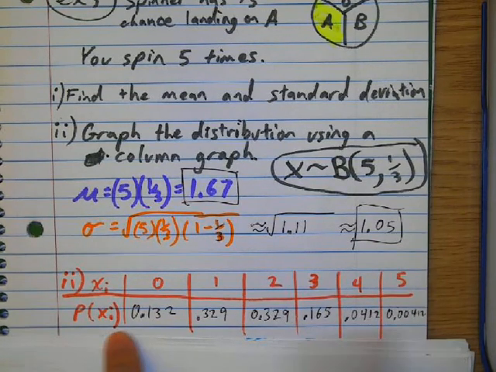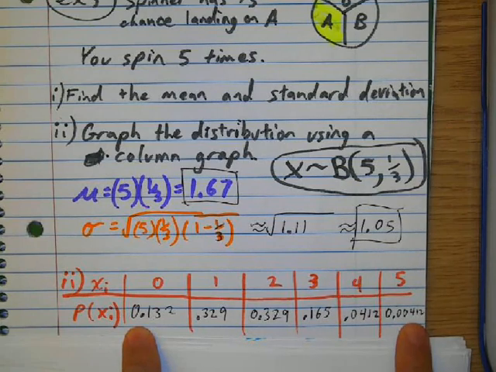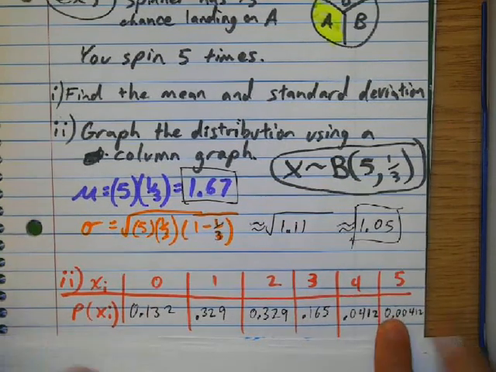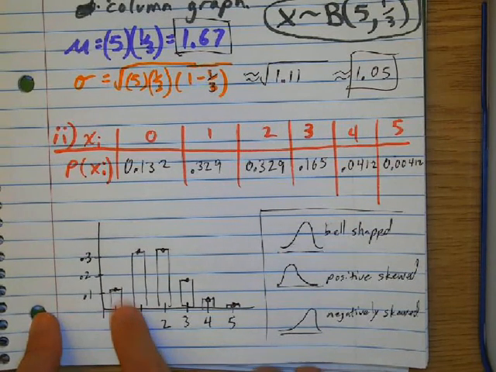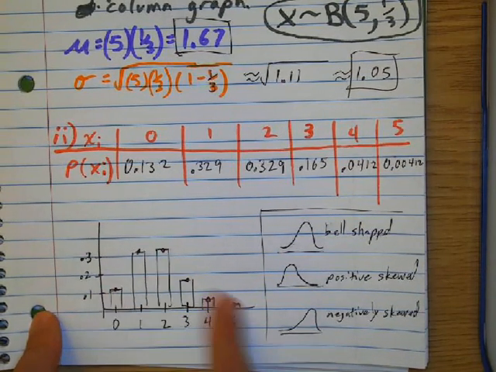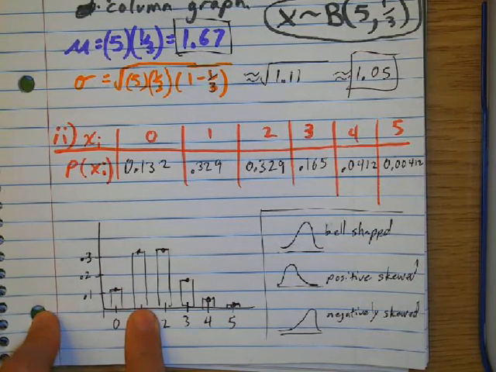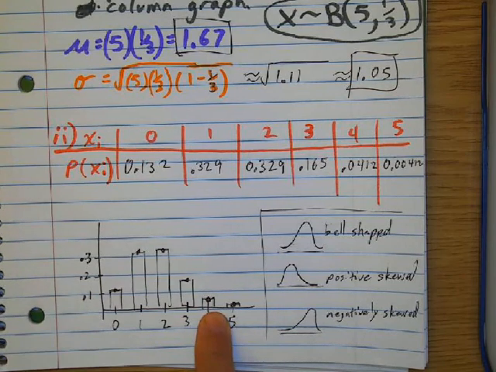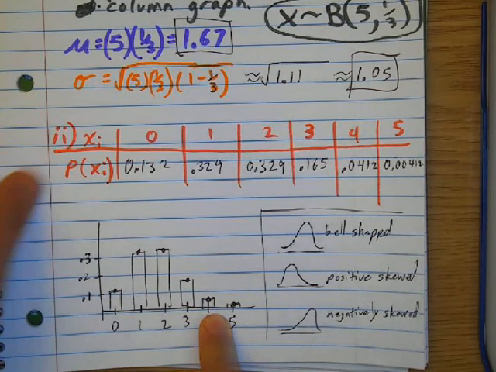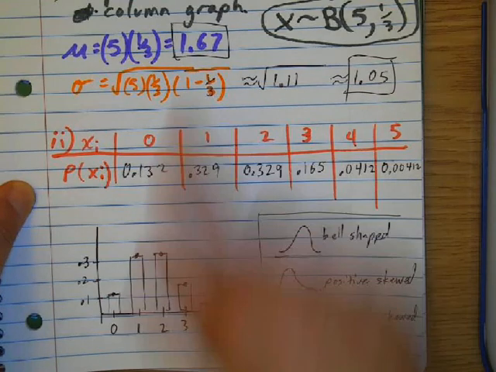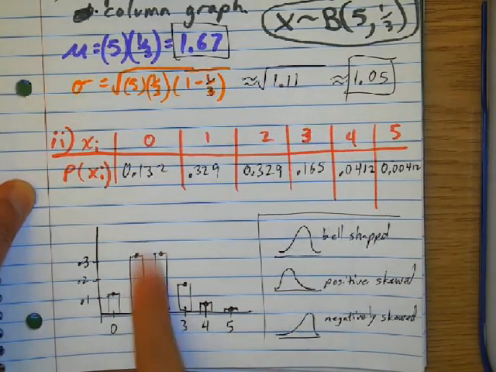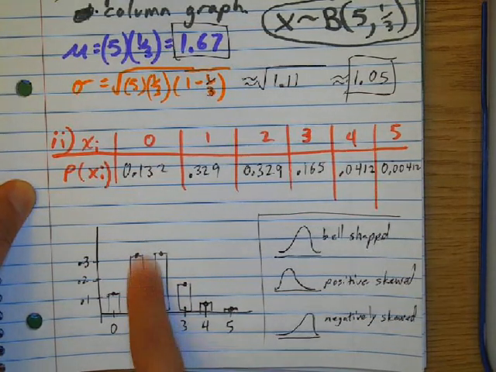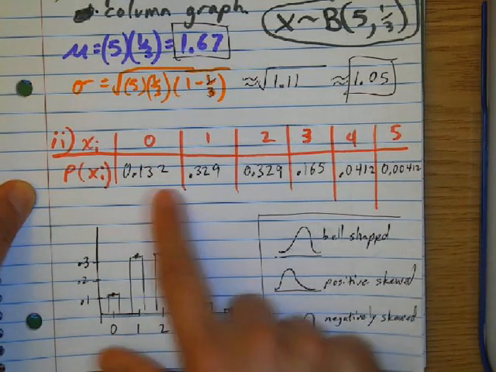Okay, so how did I get these numbers? And then once you get these numbers, we're going to make a column graph, which is what they've asked you to do. Okay, and it looks like it's more likely to not get an A than to get an A, right? And it makes sense that it would be down here. And the mean is supposed to be 1.67. So between 1 and 2, it makes sense that the peak of this graph would sort of be around here. Now, like I said, how do I get these numbers?